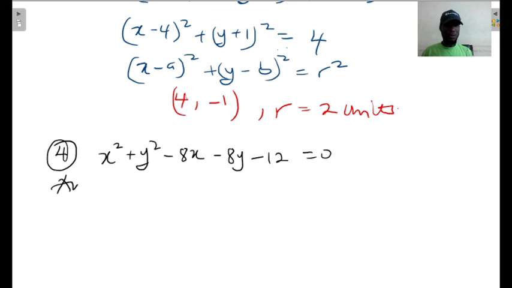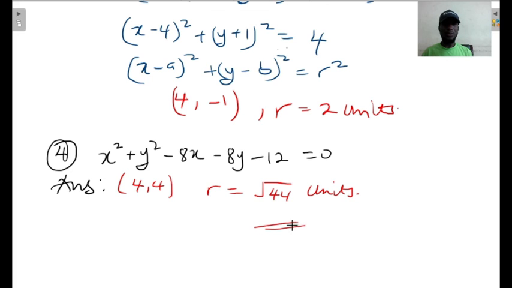So if you compare very well, the coordinate of the center of your circle will be (4, 4), and your radius is going to be square root of 44 units. If you don't get it well, just go back and take your time and work it again. You are going to get the same thing.